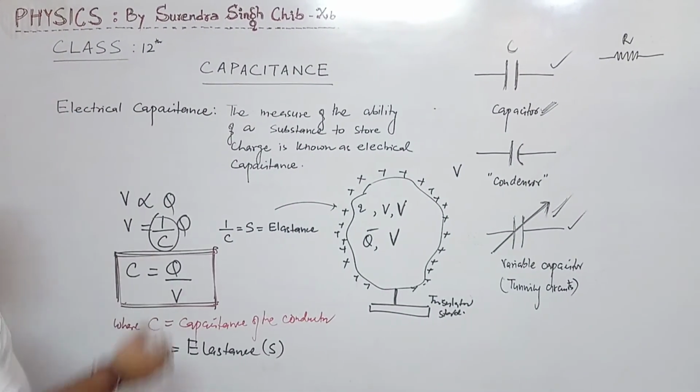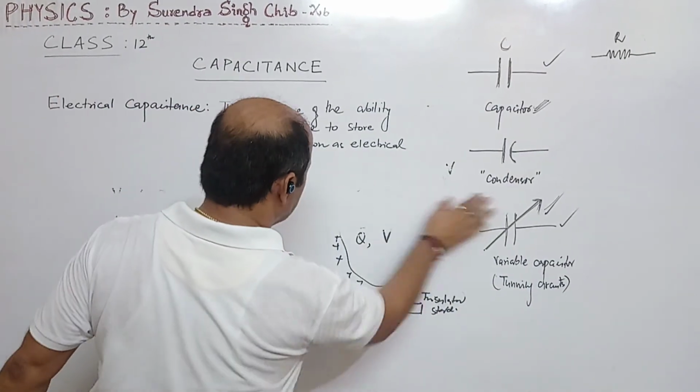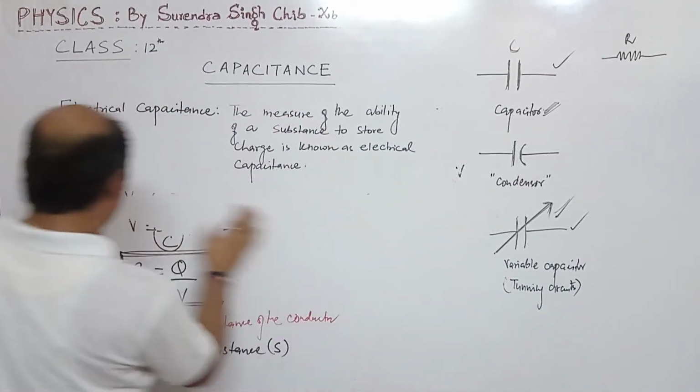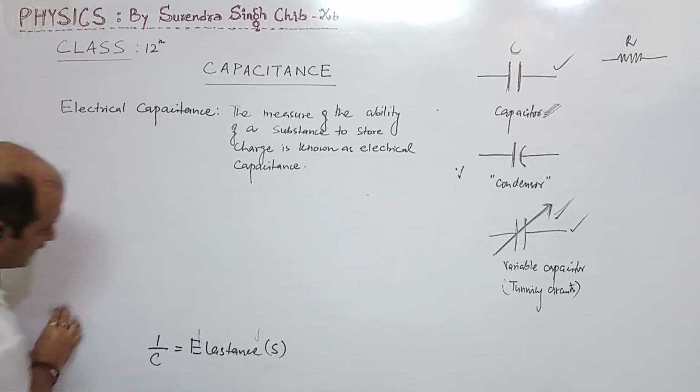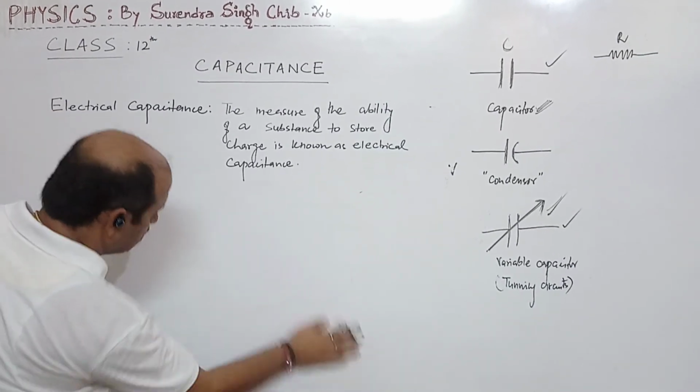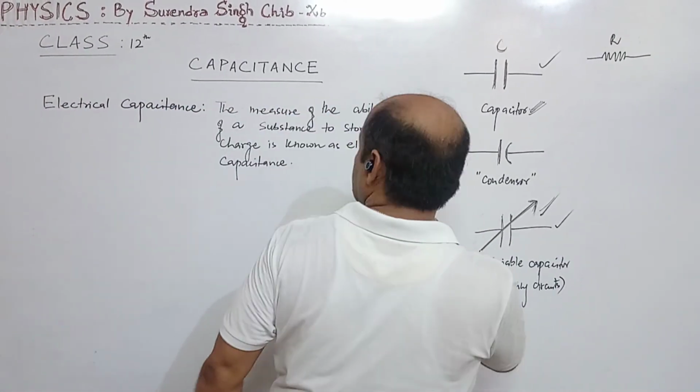So what's the units of the capacitance? What's the formula of capacitor? C equals to Q by V. And what is the reciprocal of the capacitance? You can say it is elastance. This is very important. Elastance. And the symbol for elastance is S.